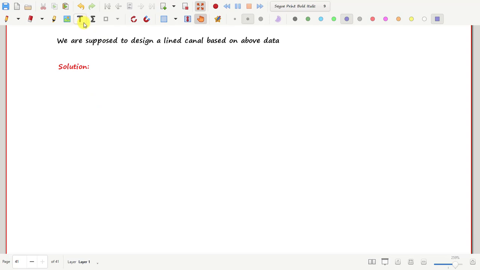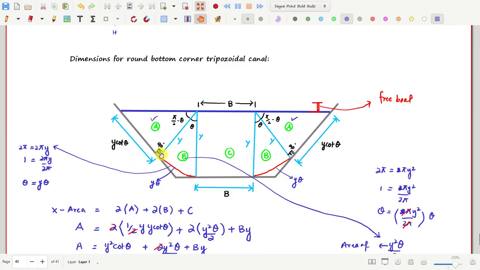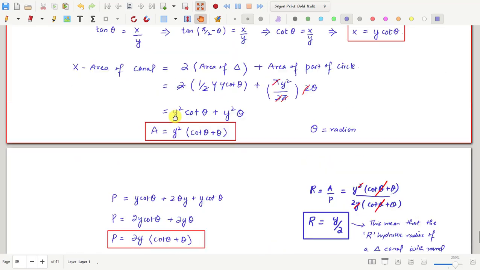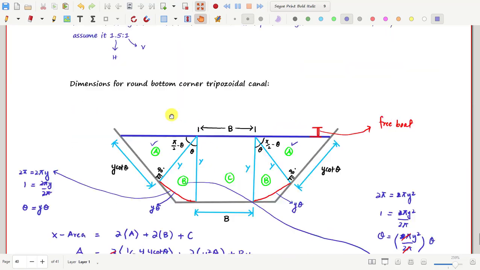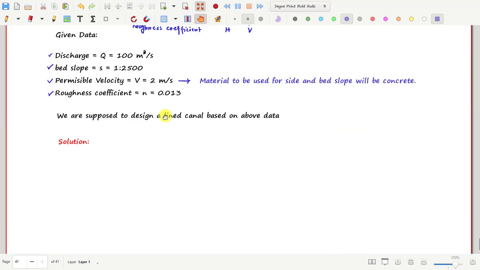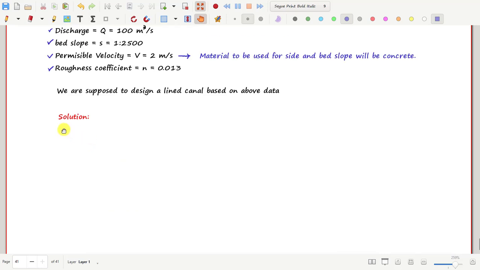as we have discussed, the lined canal can be either in triangular shape with bottom rounded, or it can be trapezoidal shape with corners rounded, right? There are two types of lined canals we have discussed. One is this one. This is trapezoidal with corners round, and this is triangle with bottom round. So let's here assume and solve for trapezoidal section.